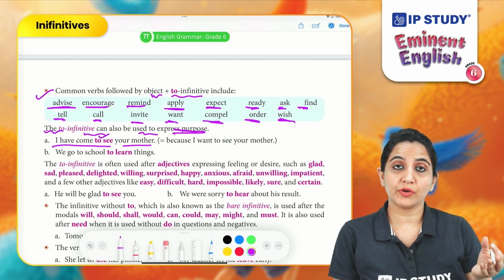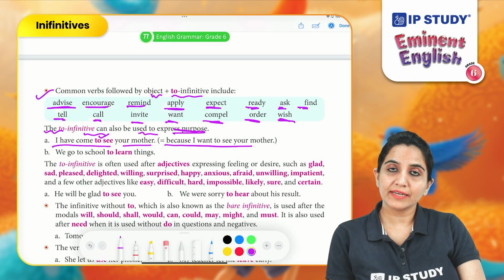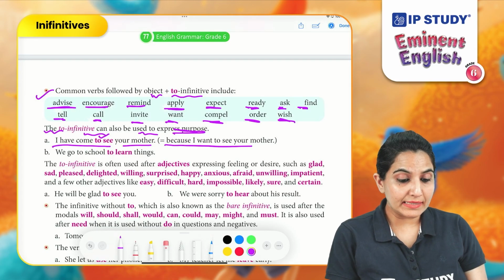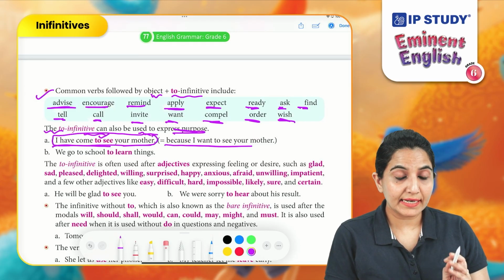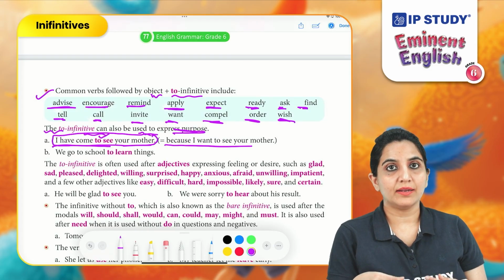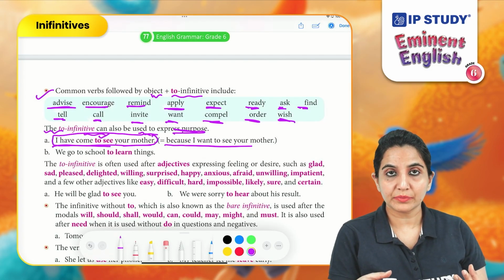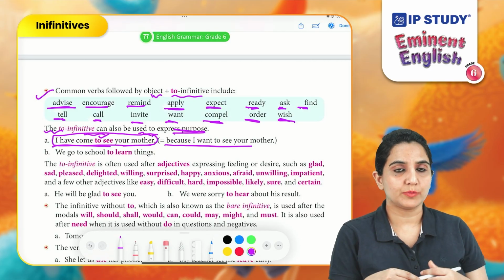Now I have come to see your mother. Why? Because I want to see your mother, right? So sometimes this sentence, the to infinitive sentence, states the purpose. I've come to see your mother. She must be unwell, or he wanted to pay her a visit, right? So these kinds of sentences state the purpose.